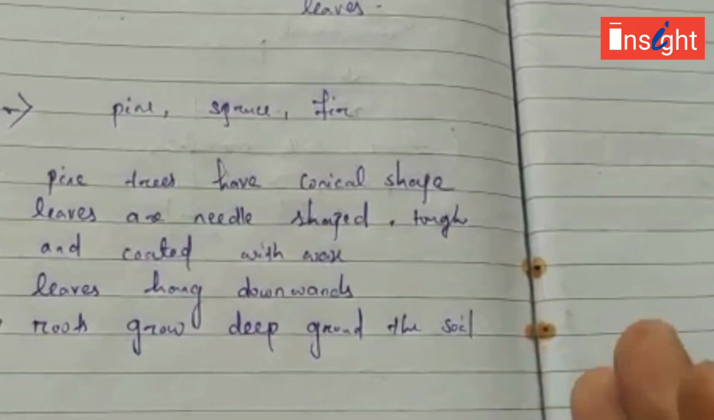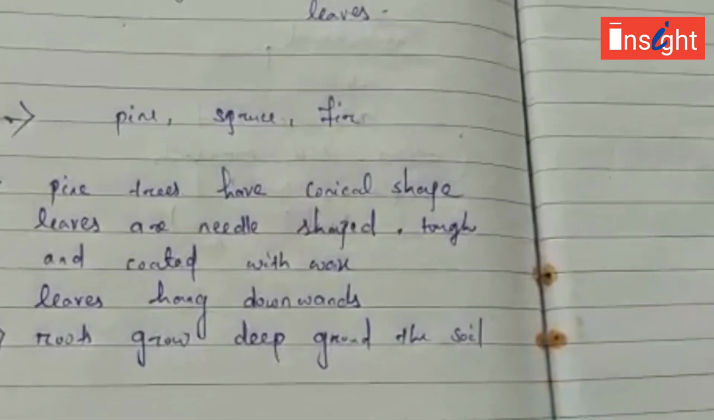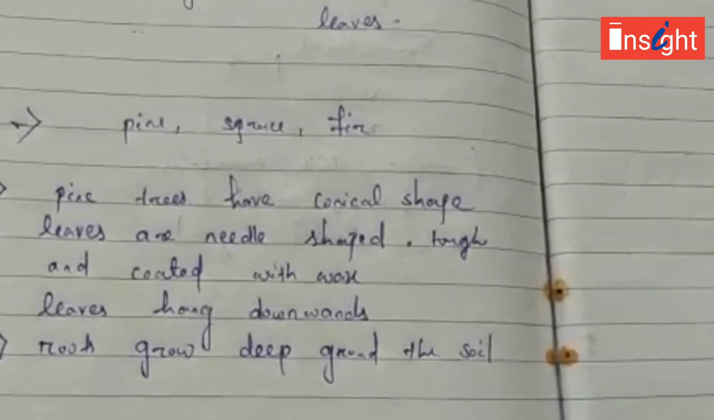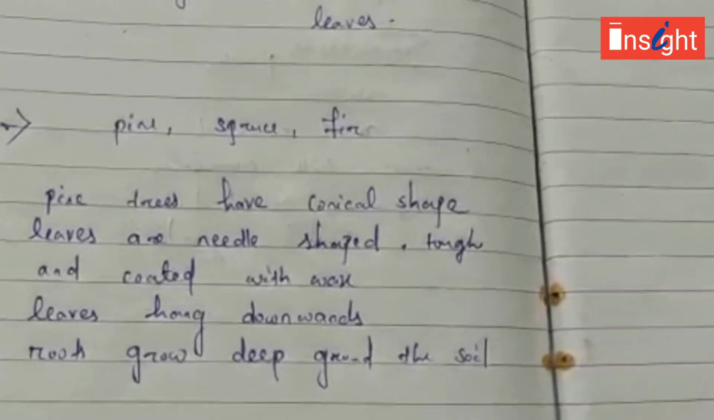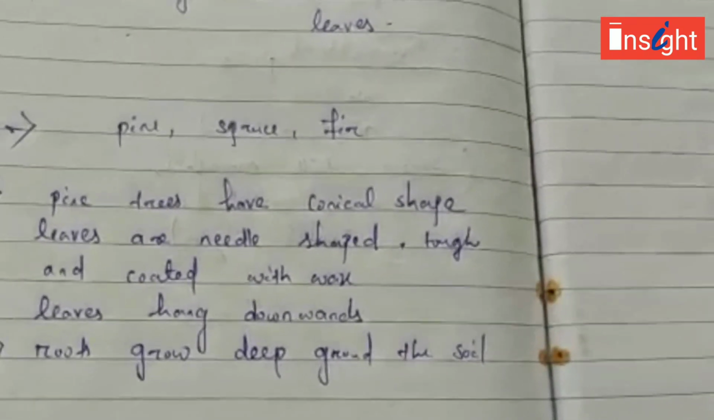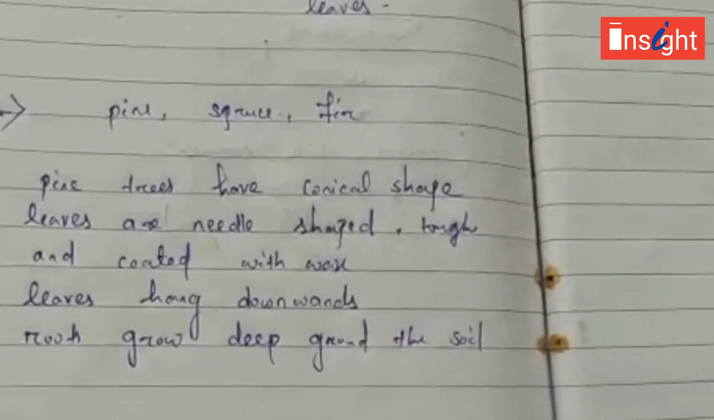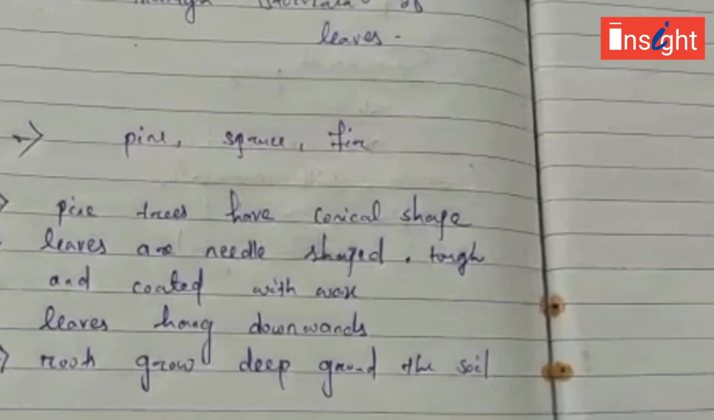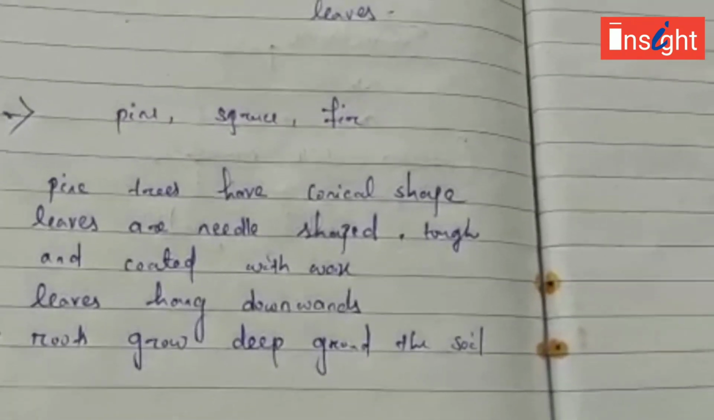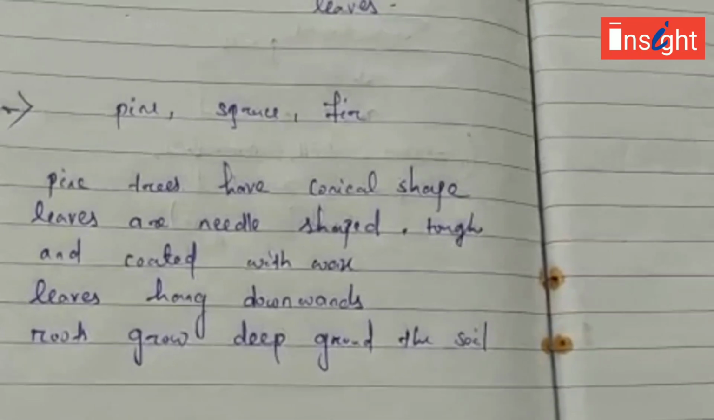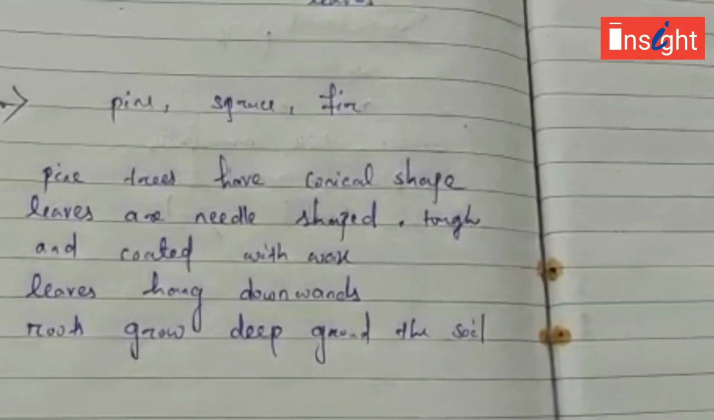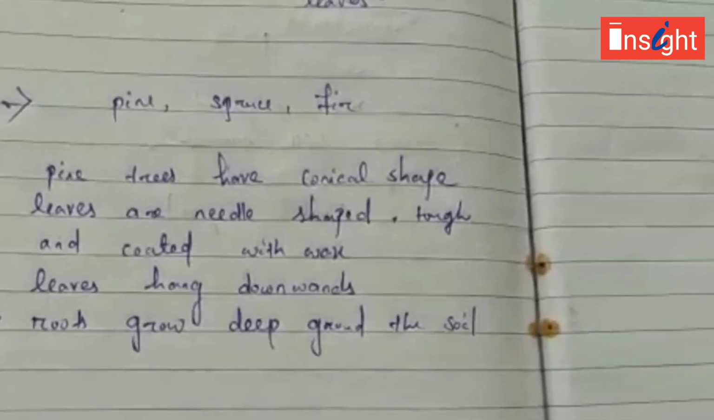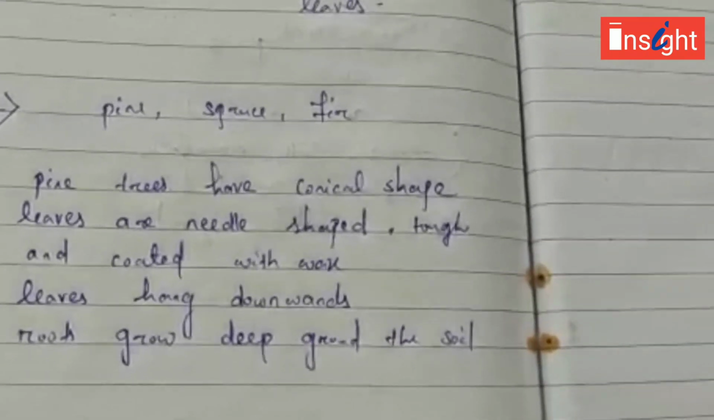They have a conical shape to slide down water or snow, so that the leaves or the tree will not get any damage because of the snowfall. Leaves are needle shaped, tough and coated with wax, so that they will not get any damage. Then leaves are hanging downwards to slow down the process of transpiration. That means to prevent the extreme loss of water from the plant body. Then roots grow deep into the soil, so that they can withstand strong windy conditions also.